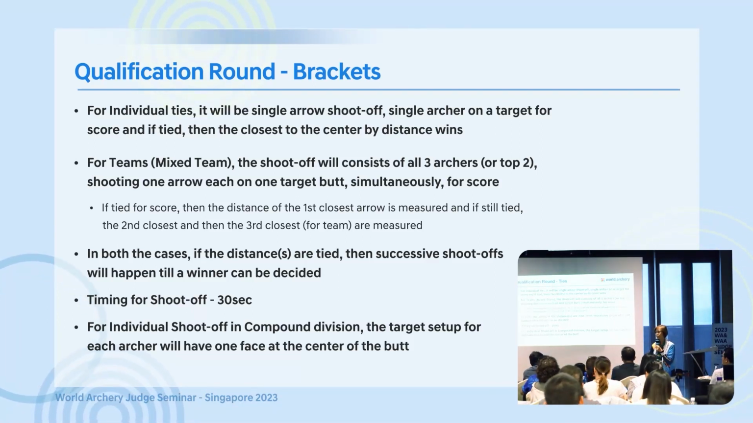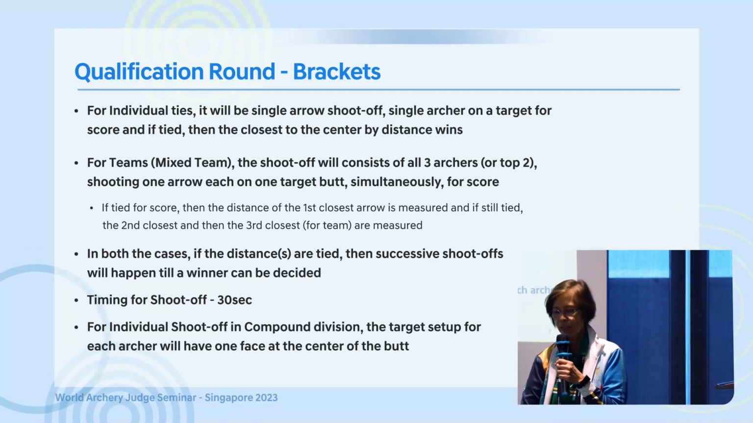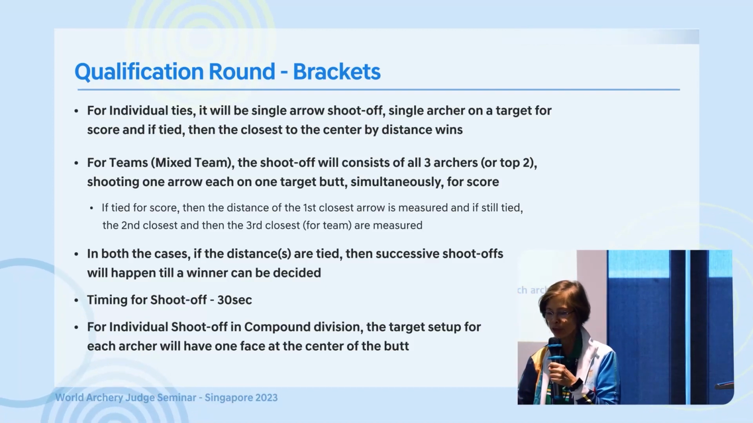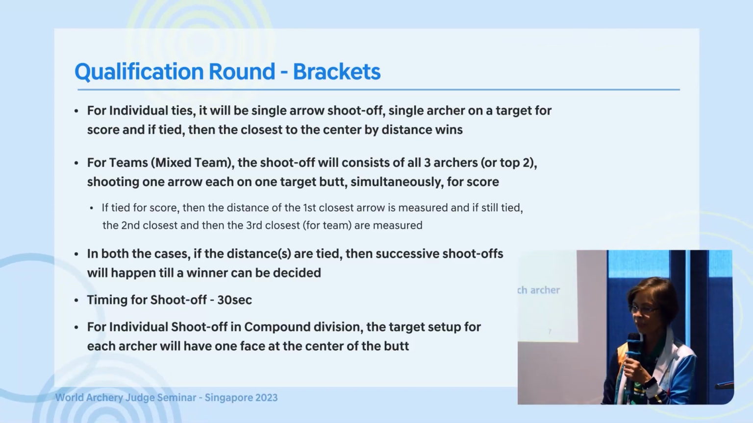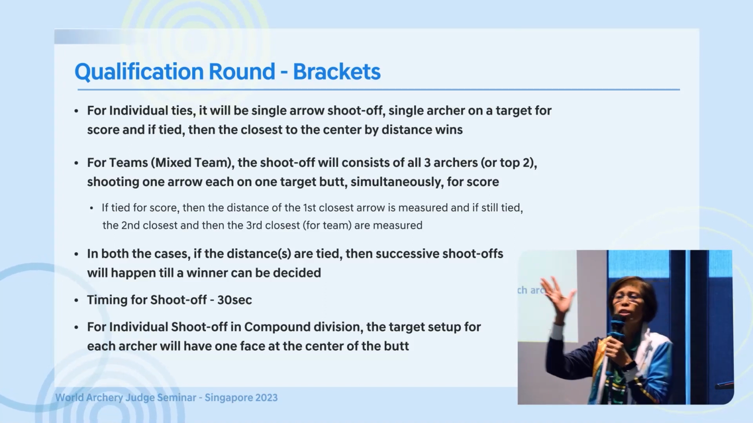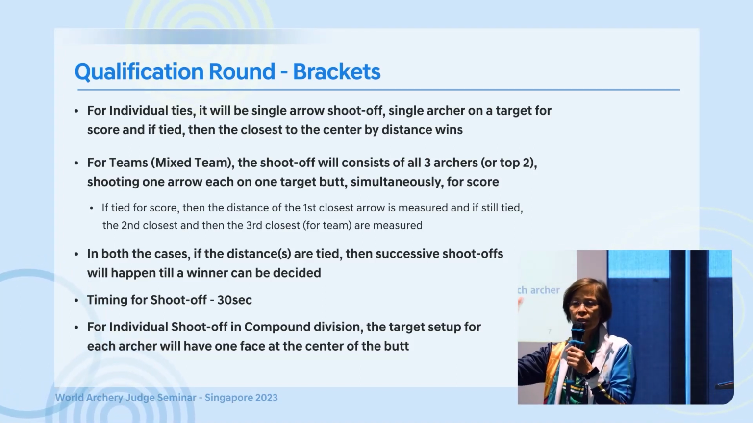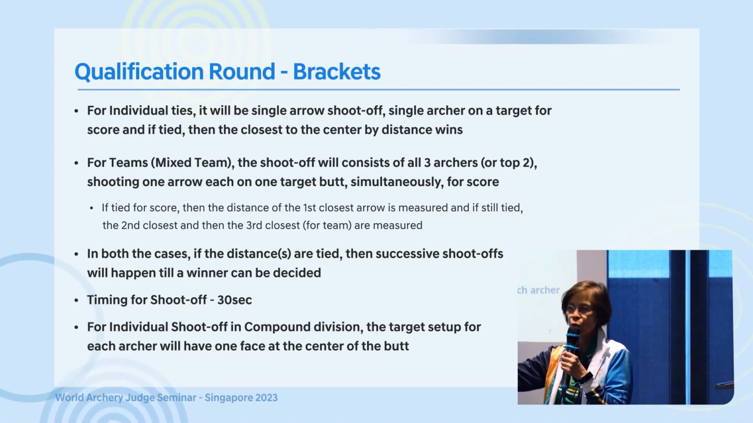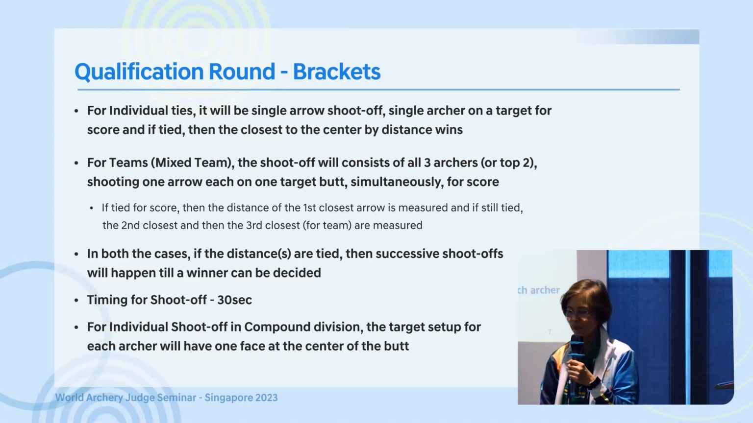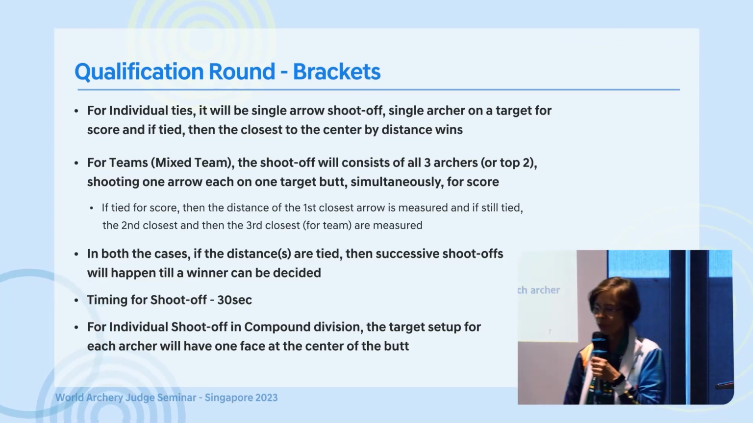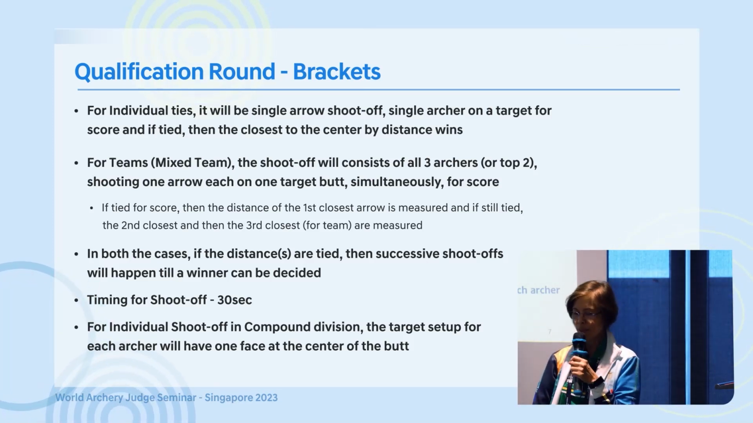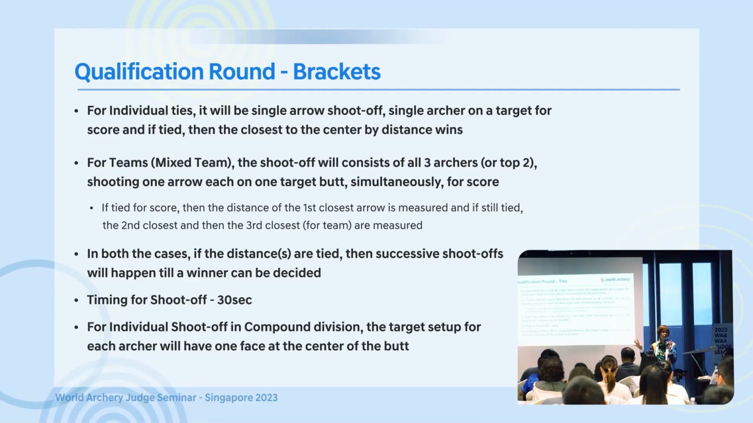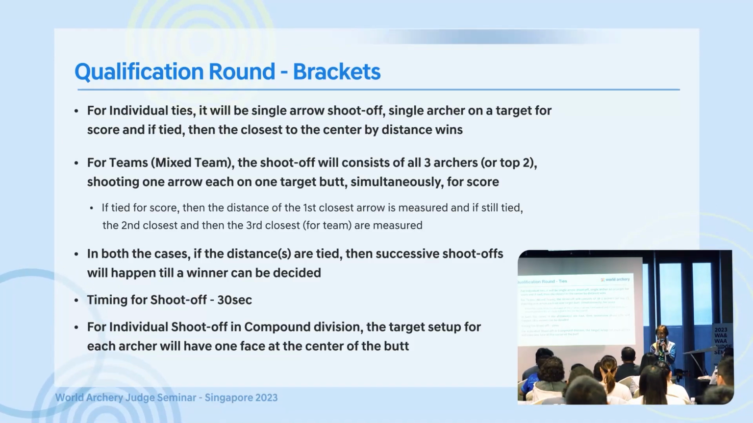Is that clear? Okay. Now, in both cases, if the distances are tied, then successive shoot-offs, as she mentioned, will happen till the winner can be decided. And which is so unlikely to happen, that in the team of 3 of them, they need to go another, but if that is necessary, then you do another shoot-off. Okay? Now, for individual shoot-off in compound, what is the target setup? Yes, so no longer 2 target faces, but 1 target face.